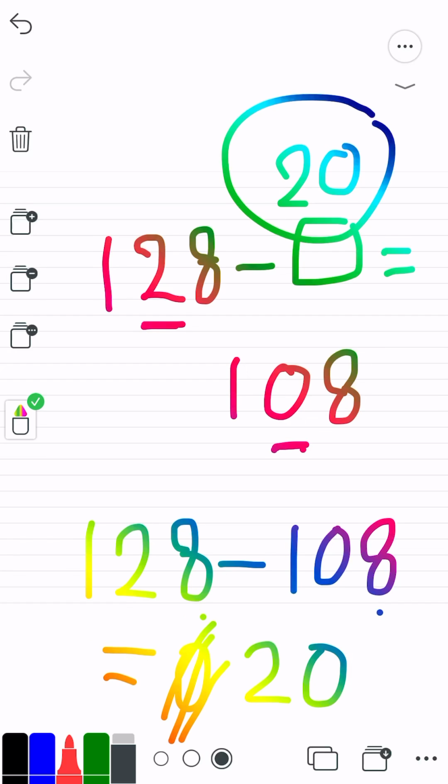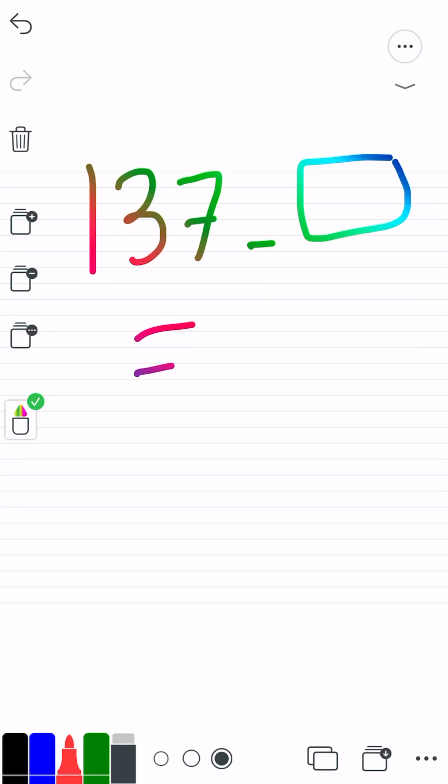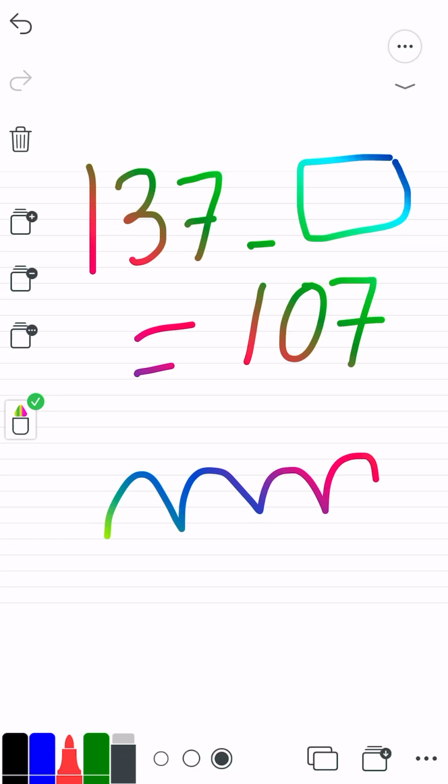And the last question for you guys is this. 137 minus what equals 107? So you work this out and send the answer to me.